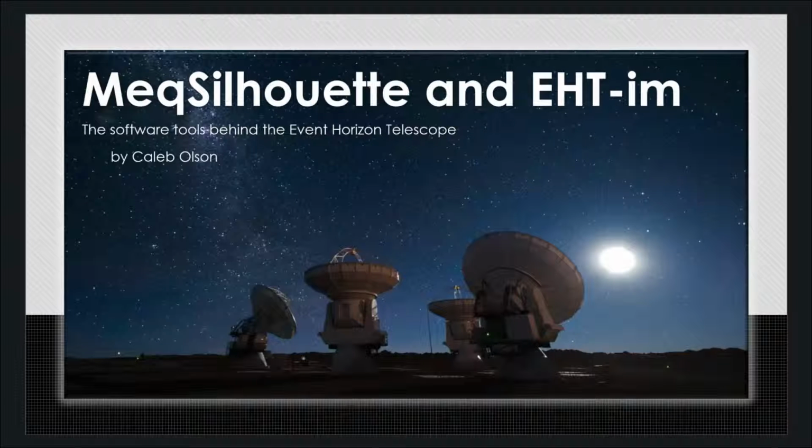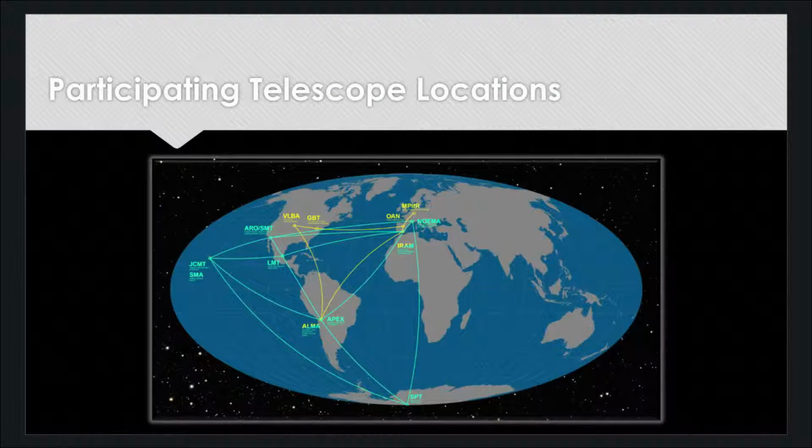MEQSilhouette and EHT imaging, two softwares used in the event horizon imaging process. I'm going to talk exactly about how these softwares work and their key roles in the Event Horizon Telescope initiative. I'm going to start by giving a brief background on the Event Horizon Telescope.